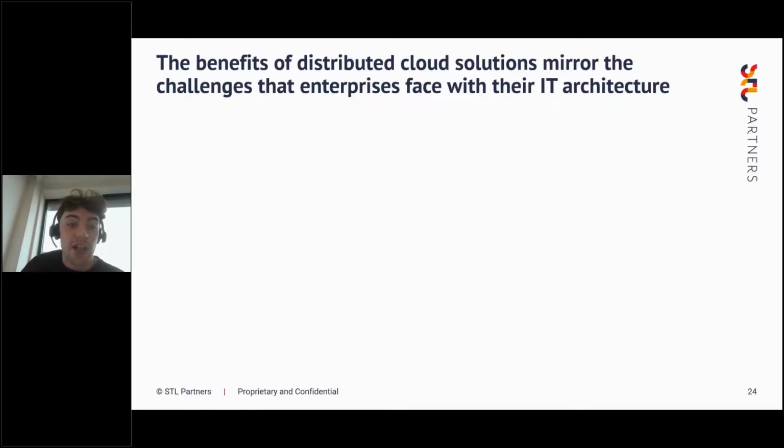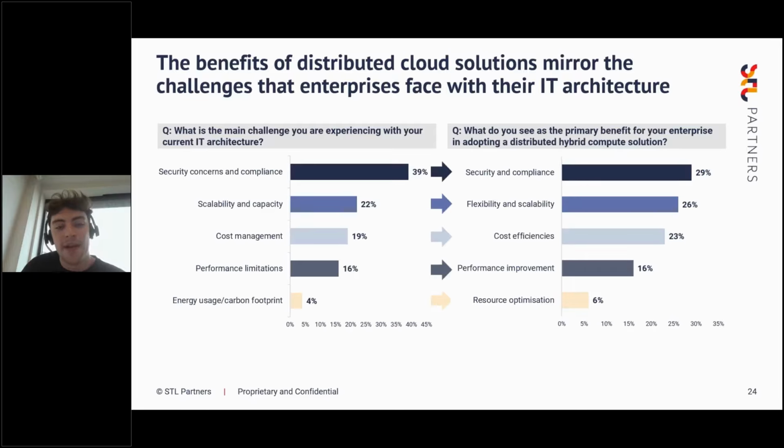Well, we shared results earlier in the presentation from our question on challenges that enterprises are experiencing within their IT architecture. Security, scalability, cost, and performance were identified as the core four challenges. These directly map to the benefits identified as to why an enterprise would adopt a distributed hybrid compute solution. A distributed hybrid compute strategy increases data protection and navigates industry-specific legislation that varies from country to country, improving security and compliance, whilst enabling enterprises to quickly adapt to changing demands without being constrained to the capacity of a single data center or a single provider. And that is where the boosted flexibility and scalability is offered.